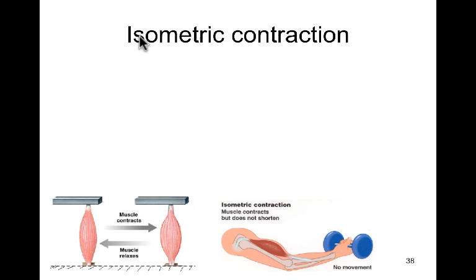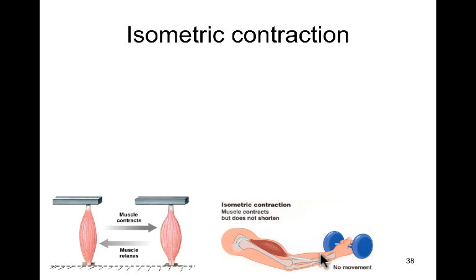Isometric simply means iso, equal, metric, length: contraction with the same length. So if you contract a muscle with the same length, it's called isometric contraction. Let's say I'm going to attach this muscle, which is relaxed right now, to this surface and this surface. If I stimulate this muscle, the muscle is going to go to contraction, but of course it's not going to get shorter. This type of contraction is called isometric contraction.